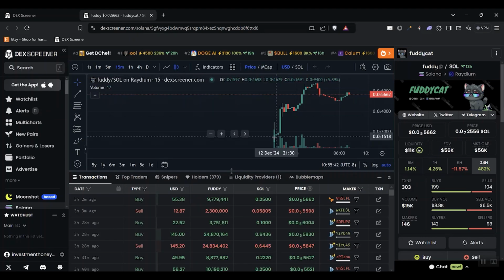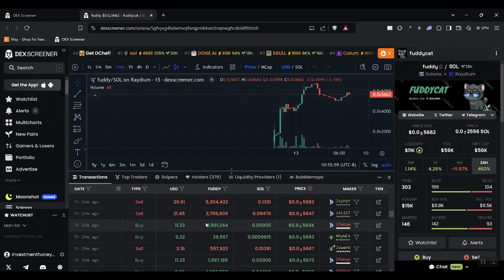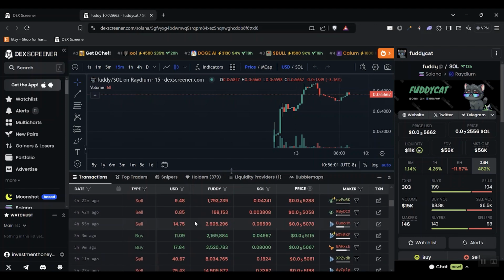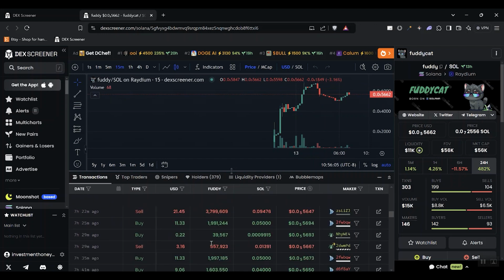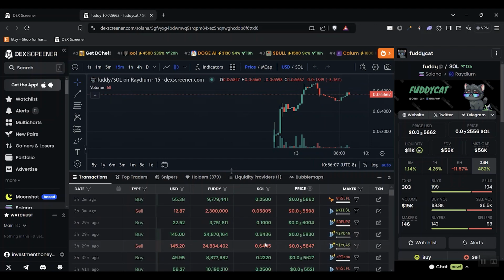All right, Fuddy Cat. We're sitting at 56K. We've got the socials. Okay, I like what's going on here in terms of their launch. They got some retracement, but not a dump. Okay, and then we're starting to see some buys return to the chart. And even here, it still looks pretty decent outside of this block of sells, but I'm guessing that was right here. So it doesn't look too bad even here in the buy transactions area.